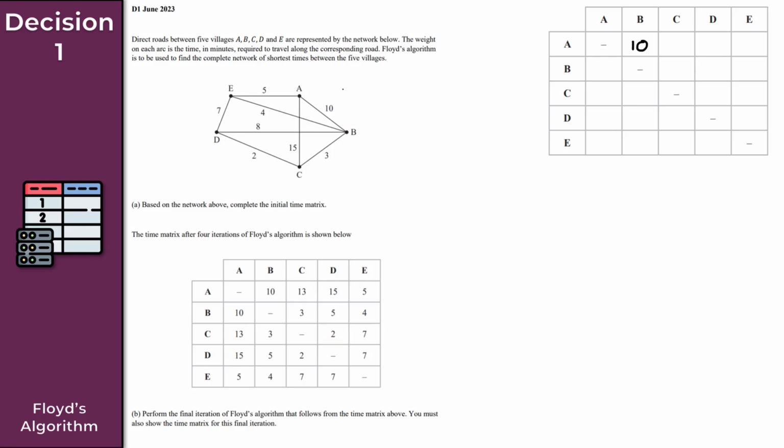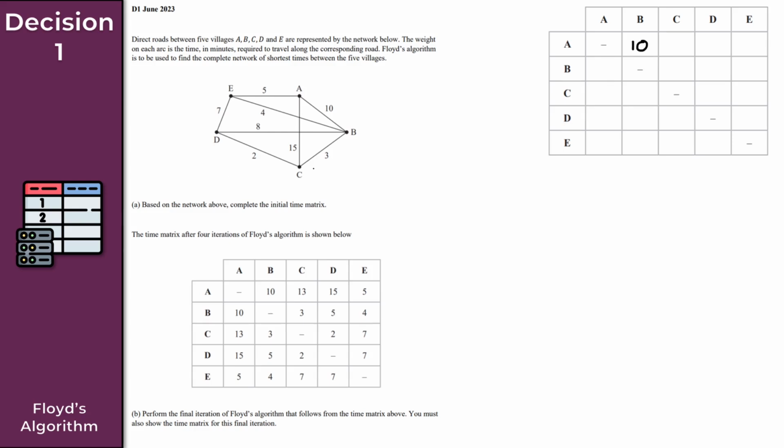Now for this network, as we can see, we can't loop from A to A, B to B, C to C, and so on. So along the leading diagonal, they just insert dashes. And as I just mentioned, that shows that we don't loop from A to A, B to B, C to C, and so on.